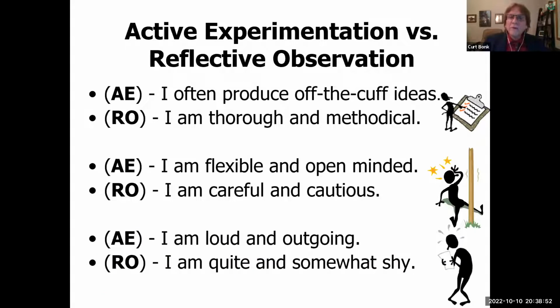And so he had, or someone developed, a set of questions that would help you understand whether you're an active experimentation or reflective observation kind of person. So, I often produce off-the-cuff ideas, you're AE, or I'm more of a thorough methodological person, more brute force and painstakingly slow about it. Are you more spontaneous or more thorough? Are you more flexible-minded or more careful and cautious?